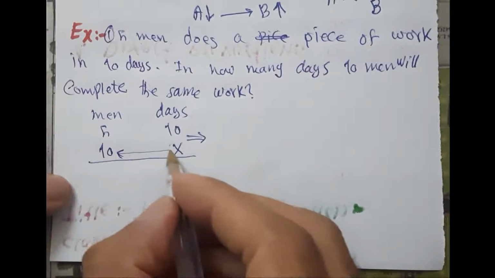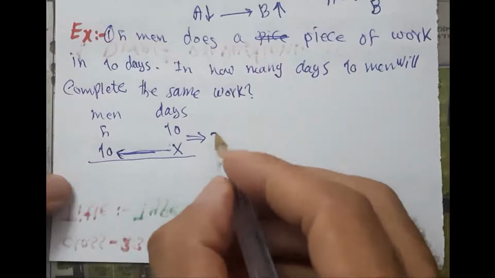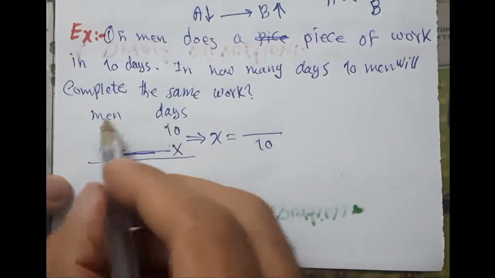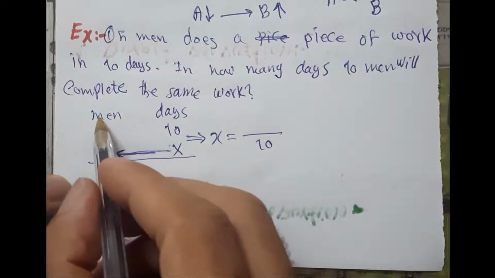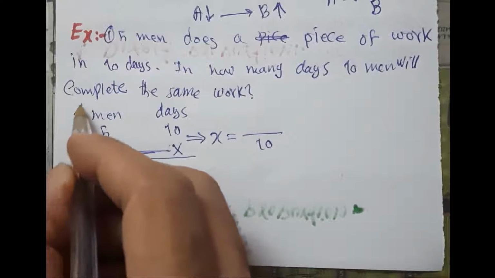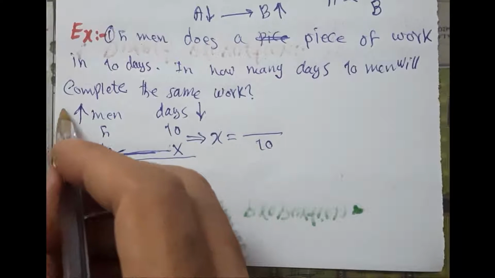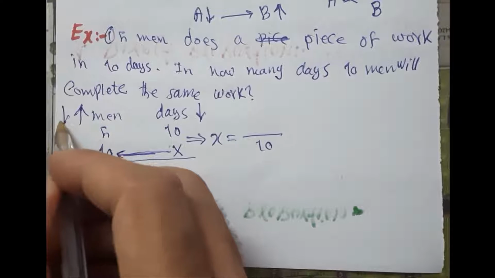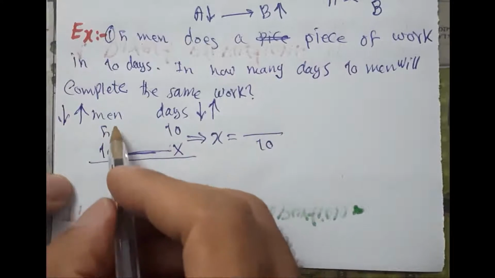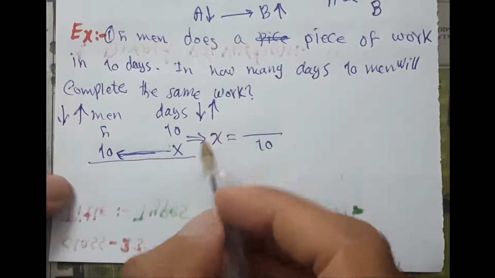This number, which is located next to x, is equal to this 10, which comes here. We compare these two quantities. If men increase, days decrease. If men decrease, days increase. So we say that the relation between men and days is indirect proportion.